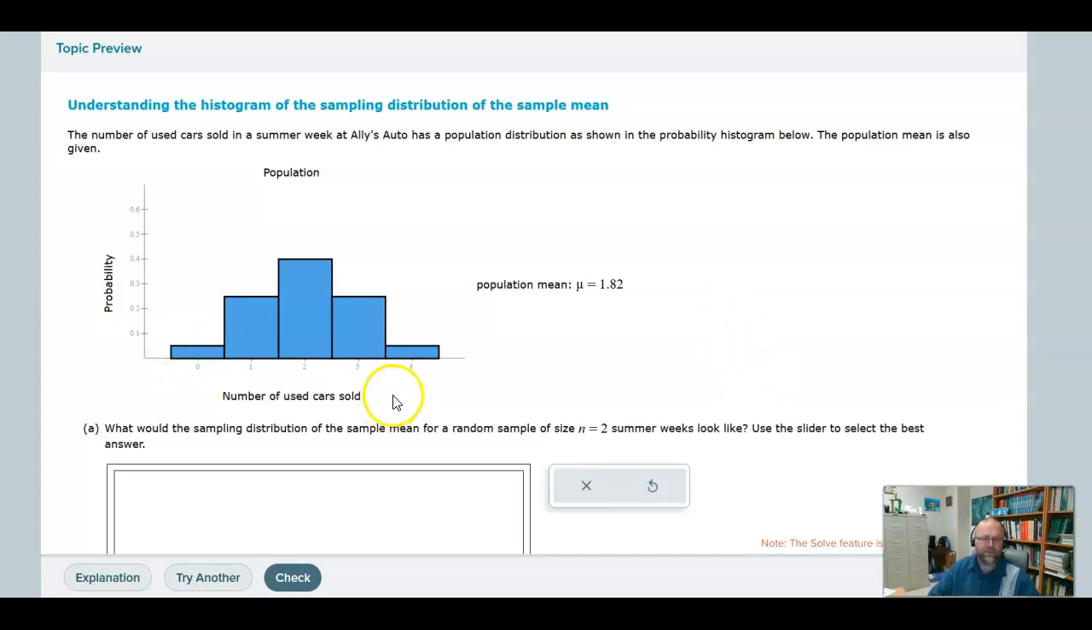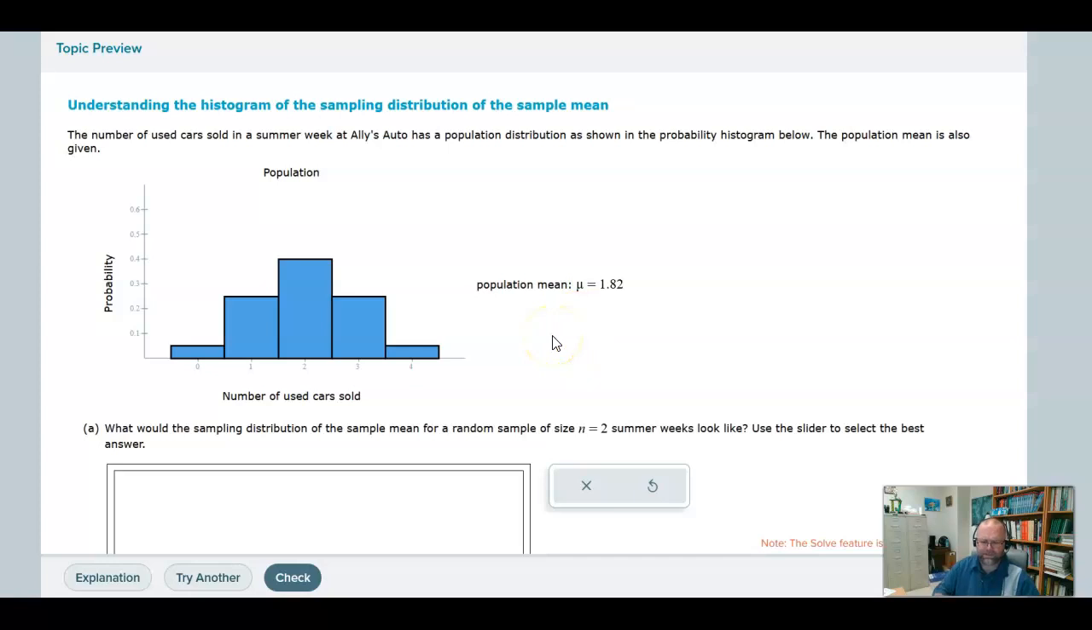So let's take a look at this one here. This is the number of used cars sold in a summer week at Alley's Auto. It has a population distribution as shown in the probability histogram below, and the population mean is also given. They're not giving us the population standard deviation, but they don't really need to in this case, because the important part is that since this is a normal distribution here, it doesn't matter what sample size we have.